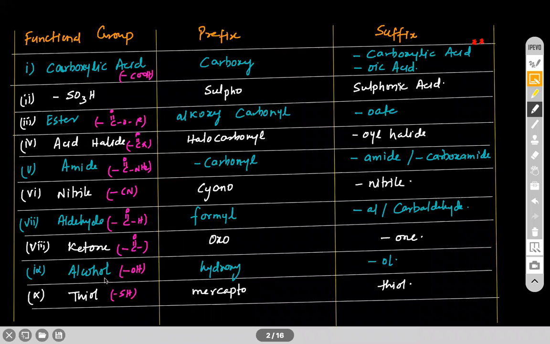The last one is thiol. Thiol is SH, mercapto. Mercapto, thiol.